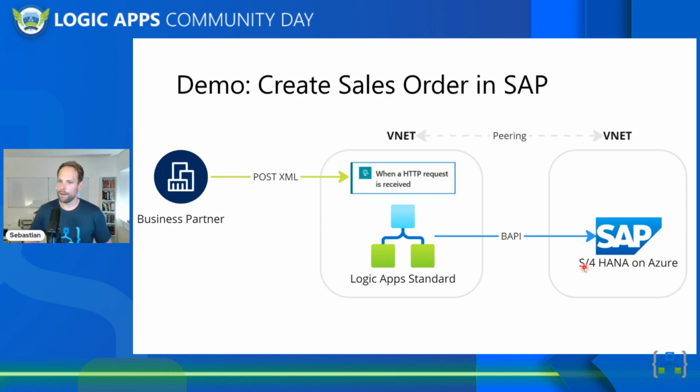We have an S/4HANA system, which is provisioned on Azure in its own VNet. We have our Logic App Standard workflow, which is also created in its own VNet. And both VNets are peered to each other so that the systems can communicate with each other. So this is a very important part here, the peering.